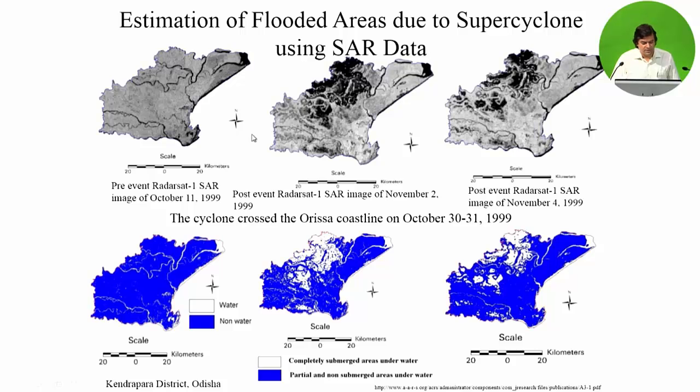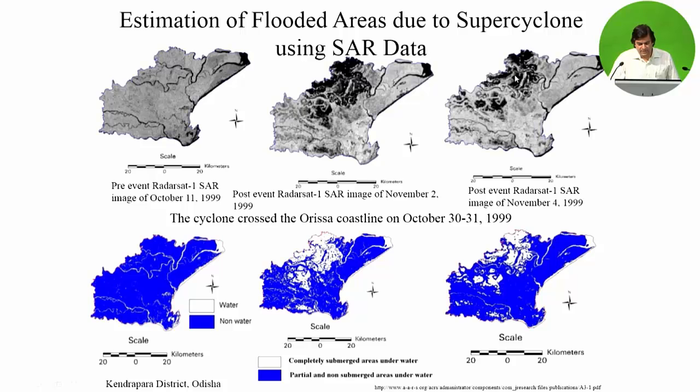Now after the event, after the cyclone crossed, we can see the entire top portion is completely affected by the flood. A very high amount of flood can be easily seen due to the appearance of water, and due to the water the entire area appears dark. Definitely a very high amount of flood can be easily detected from the SAR data set.